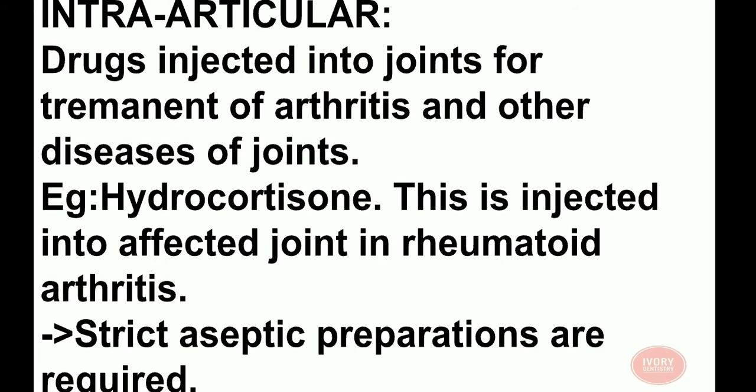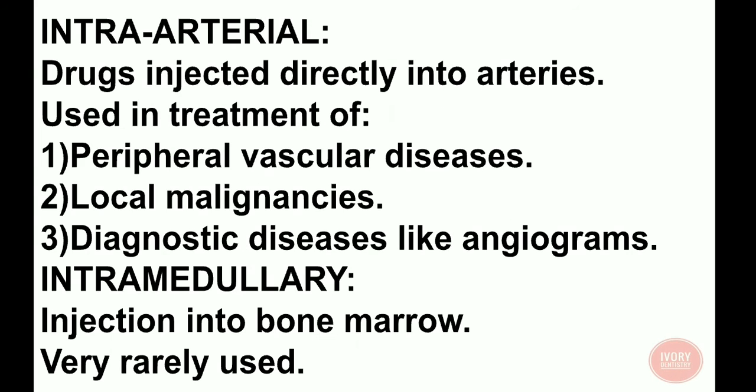Intra-articular. The drug is injected into joints for the treatment of arthritis and other diseases of joints. Example, hydrocortisone. This is injected into the affected joint in rheumatoid arthritis. Strict aseptic precautions are a must even in the intra-articular route.